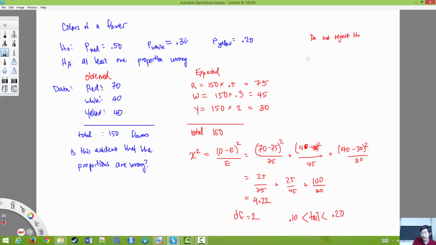the null hypothesis. Okay, our data does not provide evidence that our proportions are wrong. Even if we're observing more yellow flowers than what we expected and fewer of the other colors than we expected. Okay, at this point, it's not enough. If I looked at 1,000 flowers and I still had 70, 40, 700, 400, 400, then yeah, that might be evidence. But at 150 flowers, it's not. I guess it would, if I had 1,500 flowers, 700, 400, 400. So.